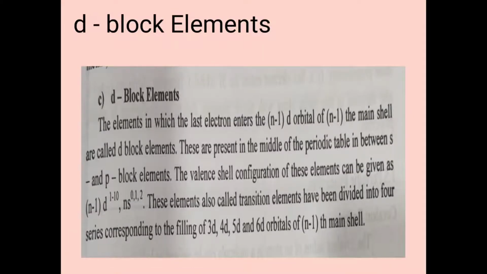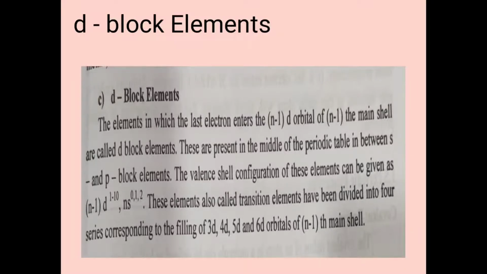Now we will learn about the D block elements. The elements in which the last electron enters the d orbitals in the main shell are called the D block elements. These are present in the middle of the periodic table, in between S block elements and P block elements. The valence shell configuration of these elements can be given as (n-1)d1 to 10, ns0, 1 or 2.